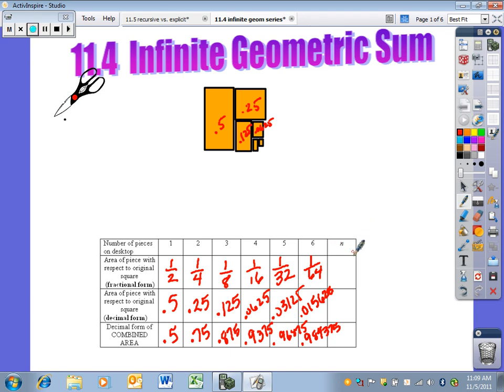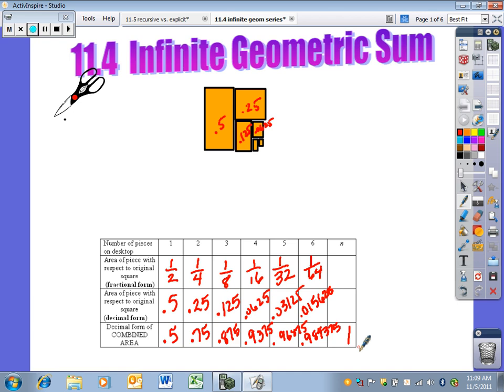So continue to cut in half and half and half. And I would eventually end up doing what to my original square? The total space over here should approach the space of that original square. So my total combined area should be getting closer to the whole space, 1. Are my numbers continually getting closer and closer and closer to 1?